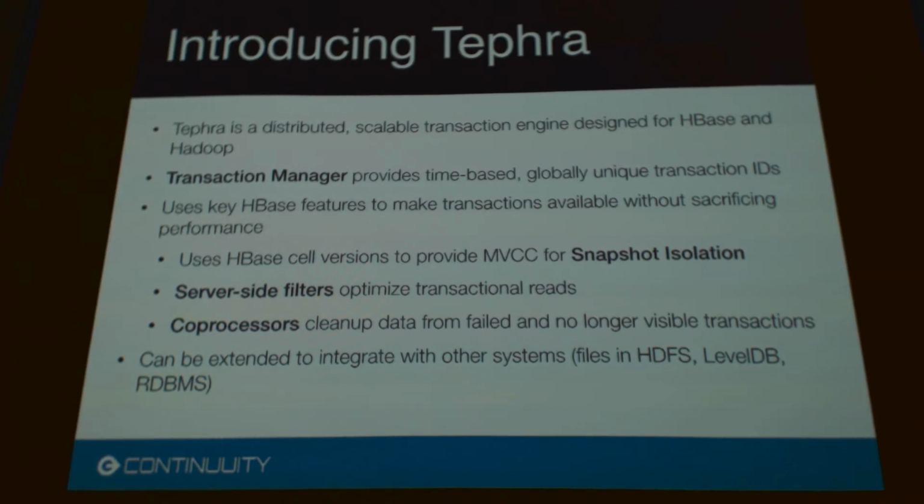Say the client failed and couldn't complete any rollback process, as well as data from no longer visible transactions. If new versions have been written that now hide and mask previous values.